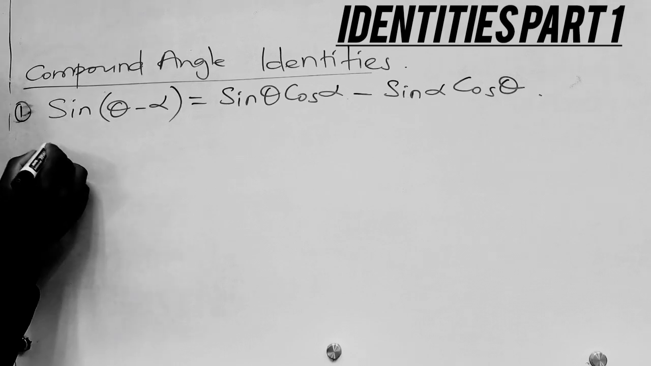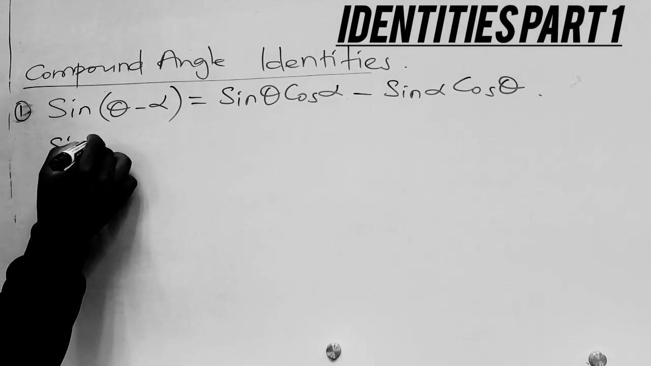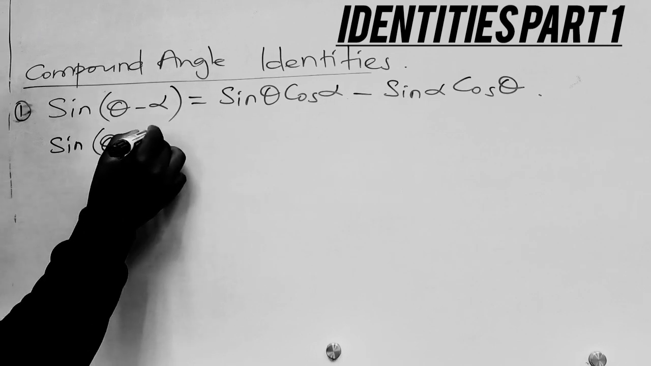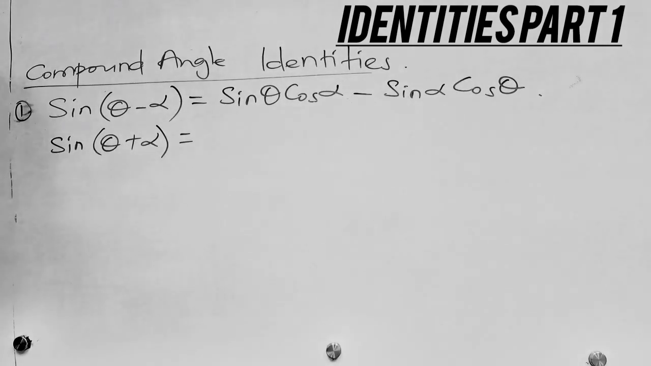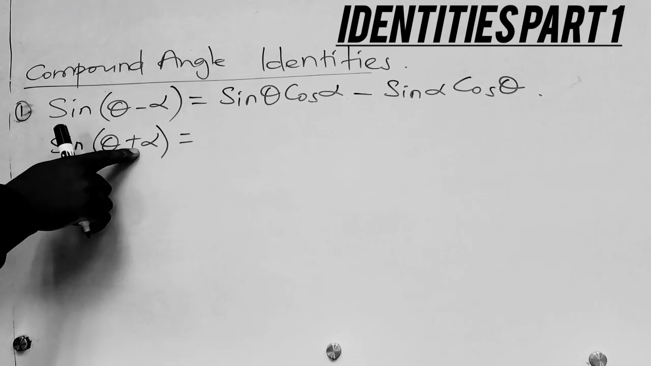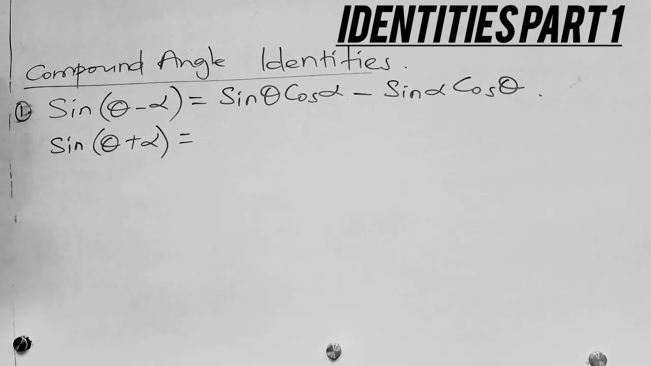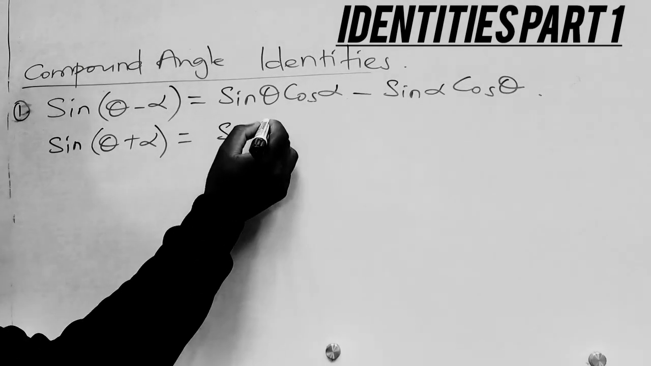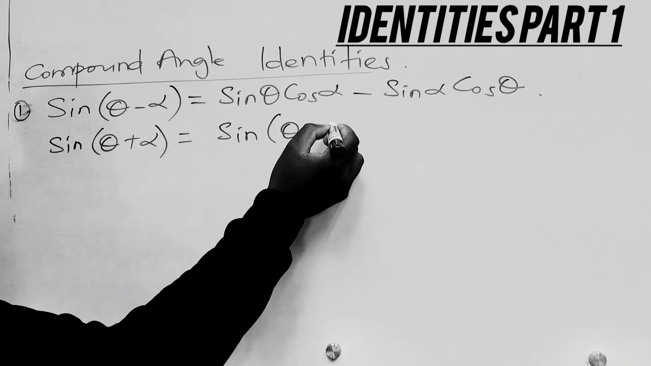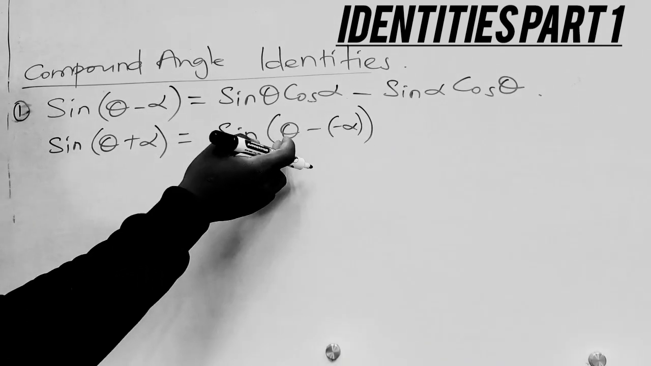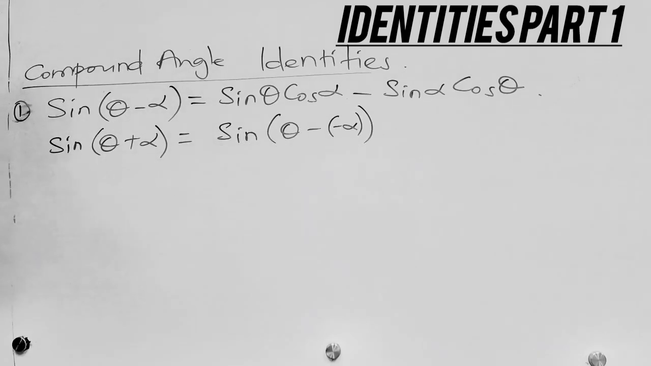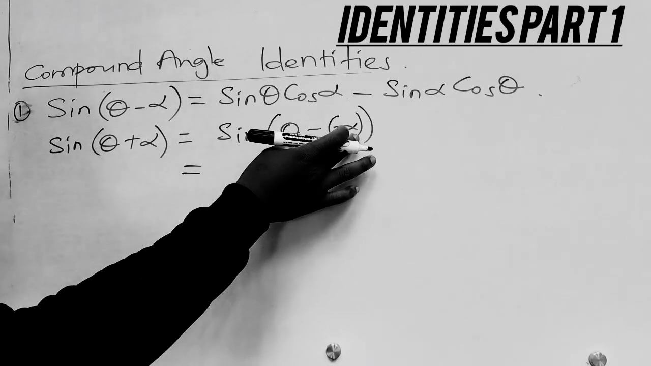Now I want to see the identity of sine theta plus alpha. We want to derive it using the identity for sine theta minus alpha. We know that plus can be made by two negative signs multiplied together. So this can be written as sine theta minus minus alpha, which is the same as theta plus alpha, because a negative times a negative gives us a positive. So now we work with this one.